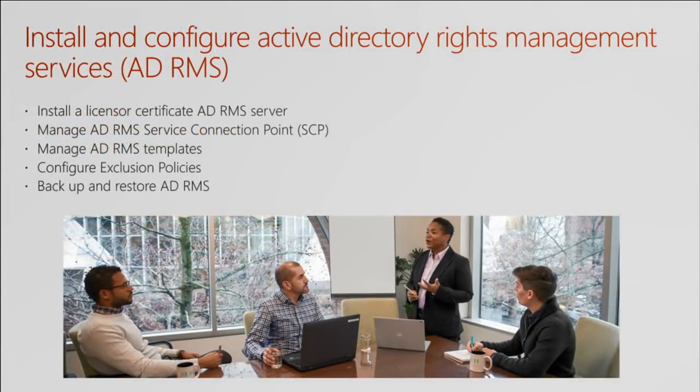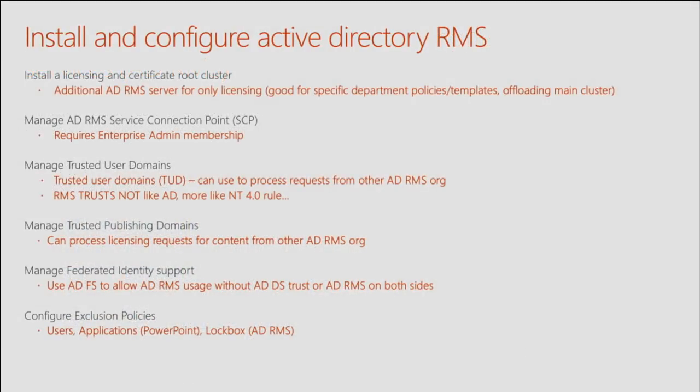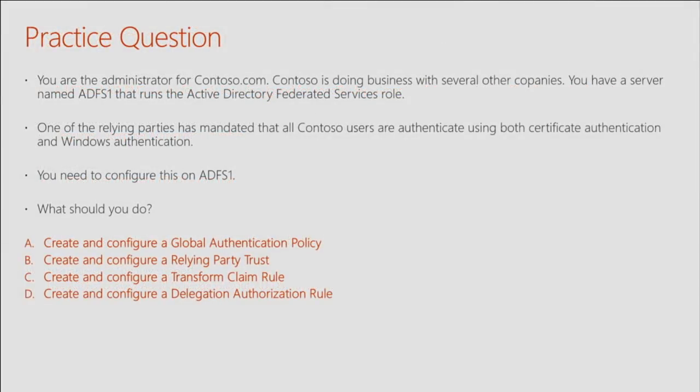Now, the last piece of this is RMS, which is Rights Management Services. It's just a small portion of the exam. All they want to know is that you know RMS might be an option when it comes to setting up a set of services. So you have an RMS server for only licensing. You have an RMS server for connection points, so it requires EA membership to be able to do it, and all the way down to configuring exclusion policies. Again, from my knowledge and what I know about the exam, RMS is not overly emphasized. But if you're not familiar with how RMS works, make sure that you read up on that as well.